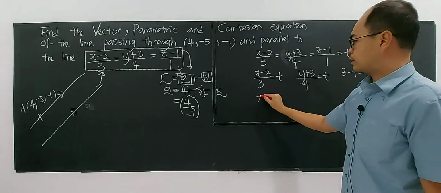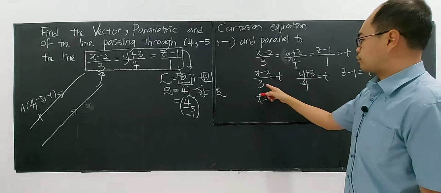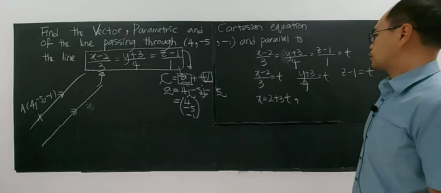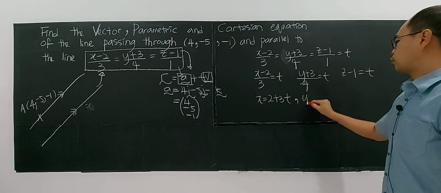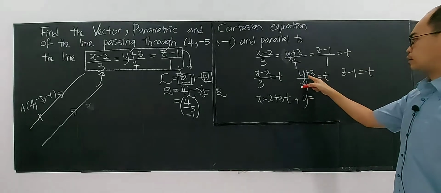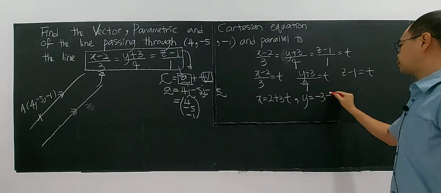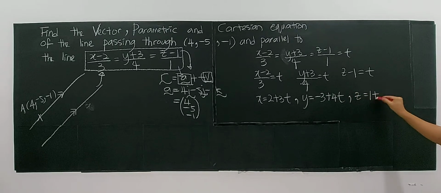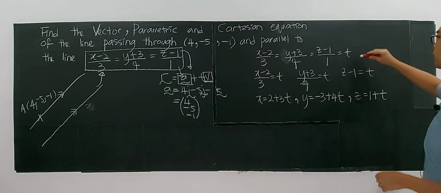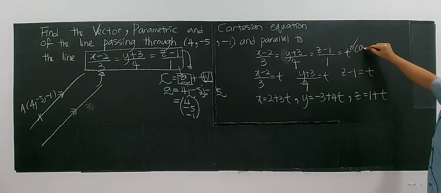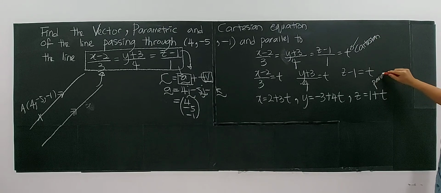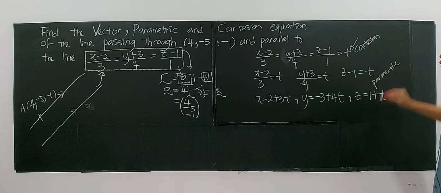So as I rewrite each with the variable as the subject, I have x equals 2 plus 3t, y will be -3 plus 4t, and z to be 1 plus t. Alright, then you have it, from Cartesian form into parametric form.